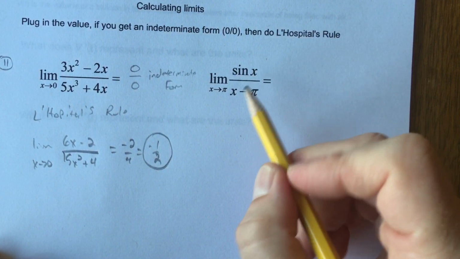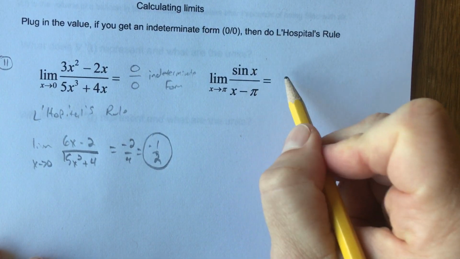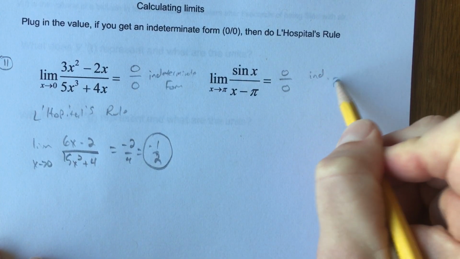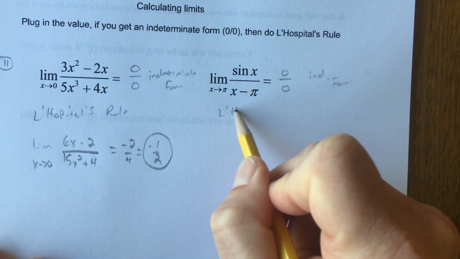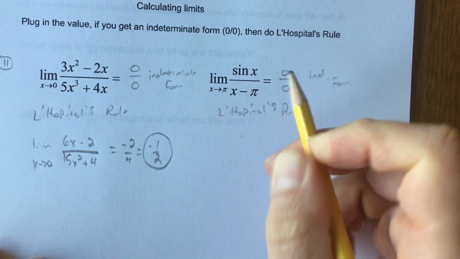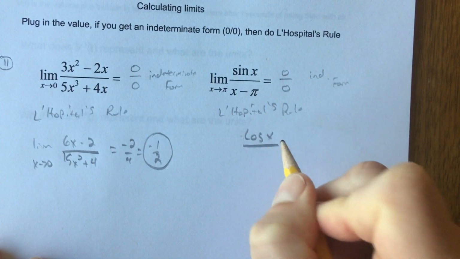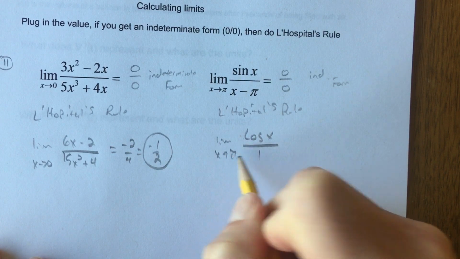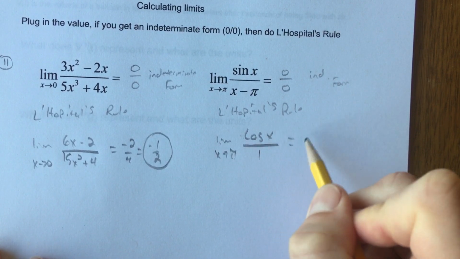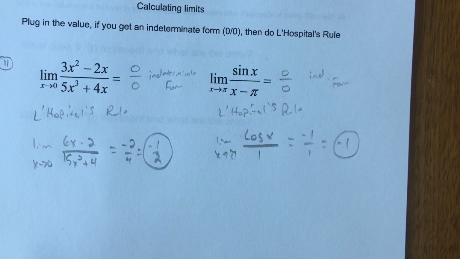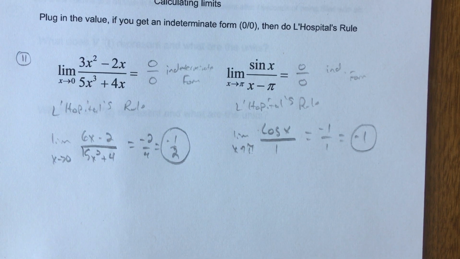So same thing right here. If I were to put pi in here, I'm going to get 0 over pi minus pi, which is 0. That's my indeterminate form. So I'm going to use L'Hopital's Rule. And L'Hopital's Rule says take the derivative of the top, which would be cosine. Take the derivative of the bottom, which will be 1. And try it again. And now if I do cosine of pi, I get negative 1 over 1, which is negative 1. So if you get something like that, L'Hopital's Rule works nicely. Take the derivative of the top, derivative of the bottom. You're good to go.